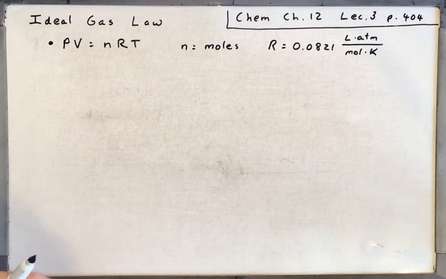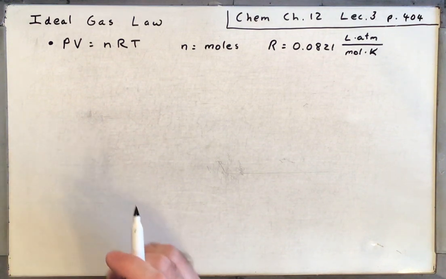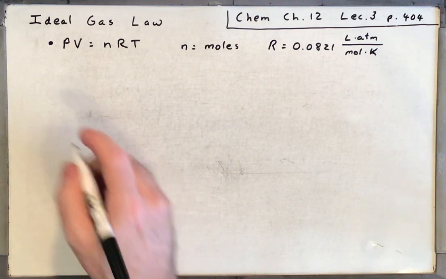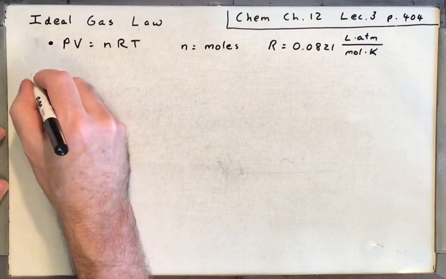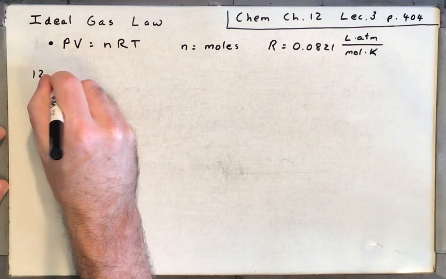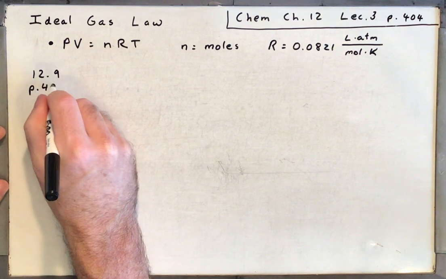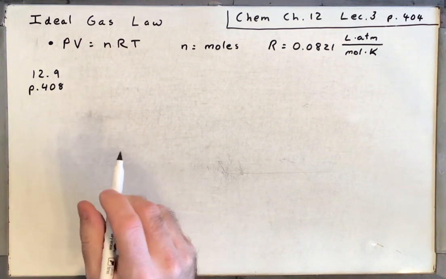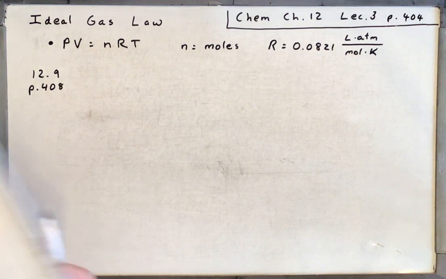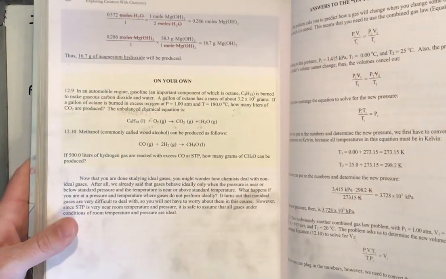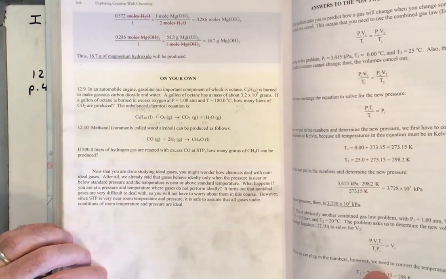All right, 12.9. So flip over a few pages in your book to page 408. So this is the very last page in the chapter. All right, and this is a little bit longer on the reading part, but not a hard problem.